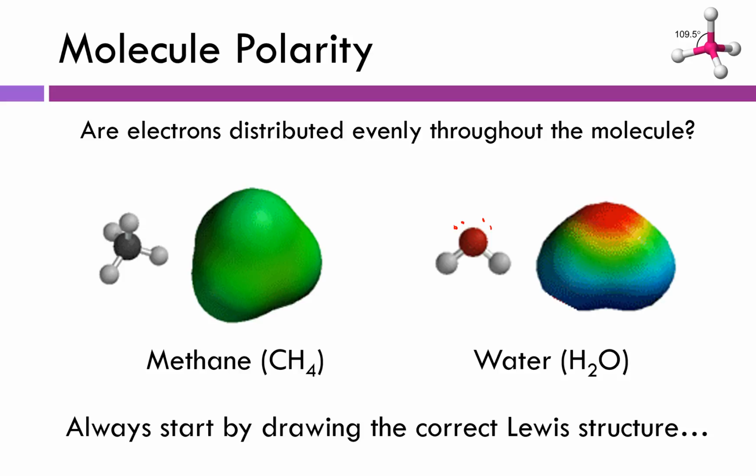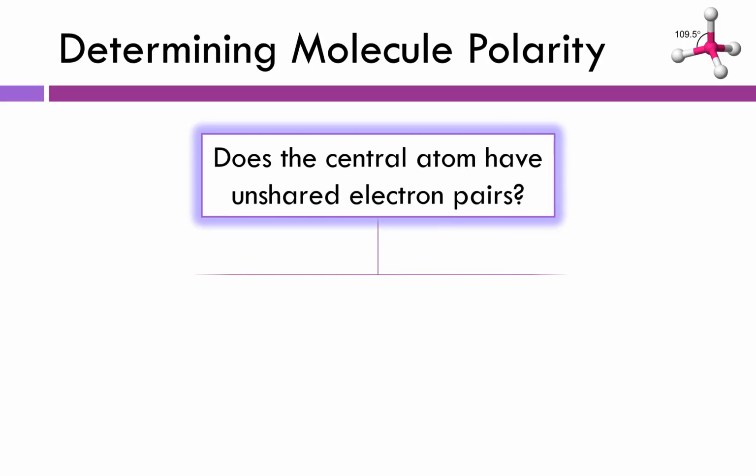And the key to predicting molecular polarity is all about drawing the correct Lewis structure. If you can draw the Lewis structure correctly, you're going to be in pretty good shape. So let's talk a little bit more about this. The first thing you want to do after you've got your Lewis structure is ask yourself a handful of questions. You can kind of follow along with this flowchart, and this should help you predict polarity.